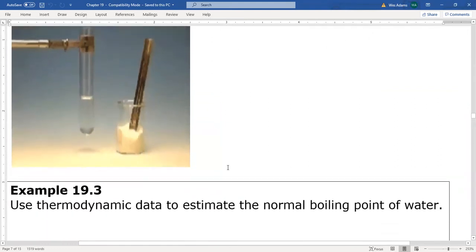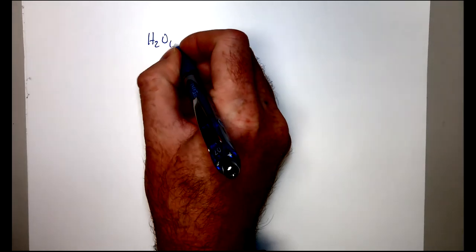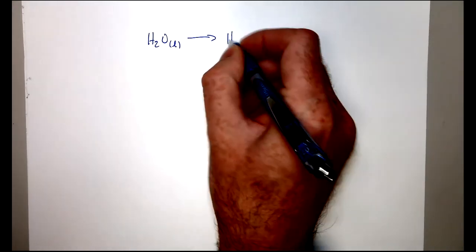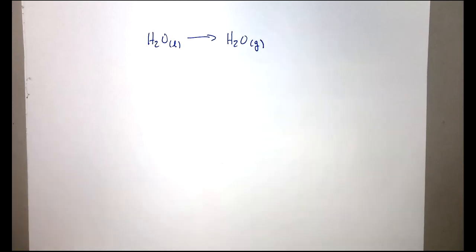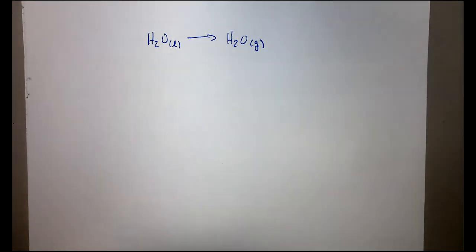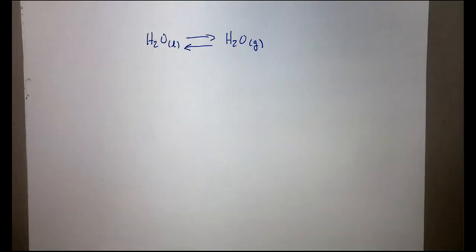So those are a couple of examples. So let's estimate the normal boiling point for water based on what we know for water. Our basic reaction is going to be H2O in the liquid phase going to form H2O in the gas phase. And I want to estimate what that boiling point is. Now, at the boiling point, that is at a phase change, this is an equilibrium. So we want to find at what temperature those two are at equilibrium. That is the boiling point.